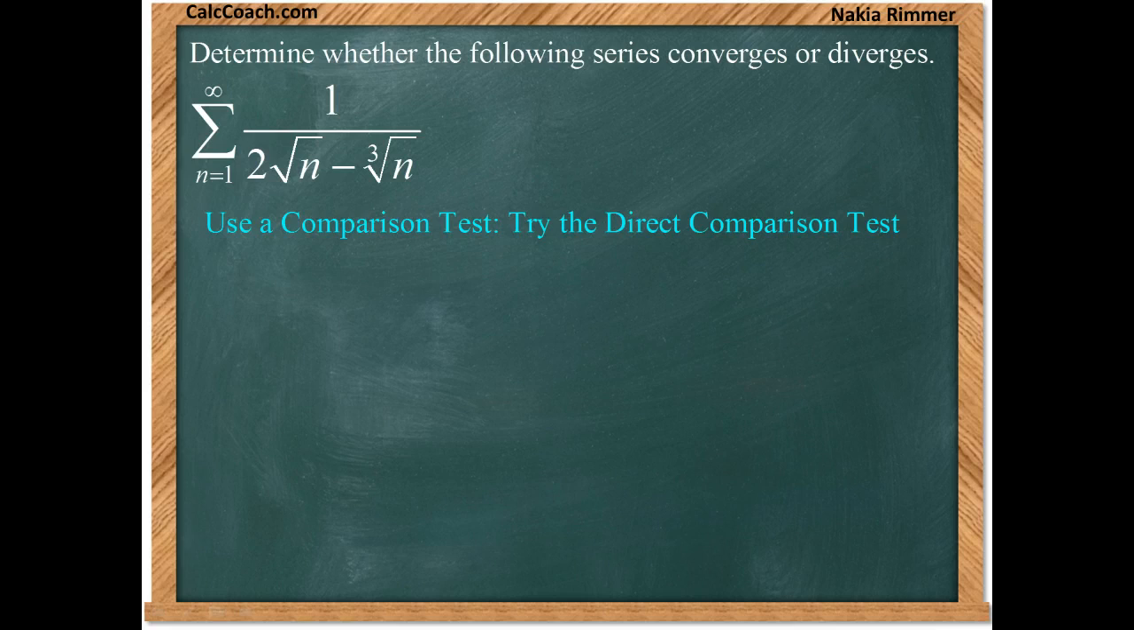In both, though, you have to go out and find what dominates in both the numerator and denominator. Well, there's only the 1 in the numerator. In the denominator, we have a square root and then a cube root. So who's going to dominate as n gets large?